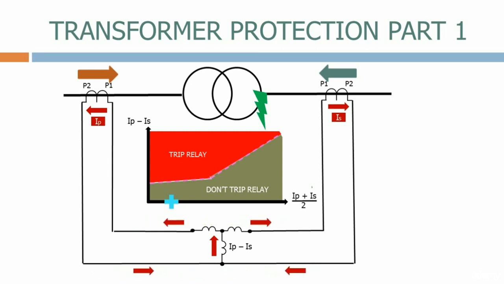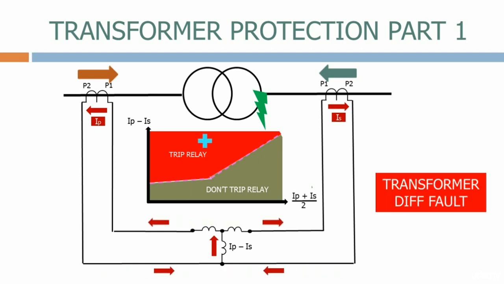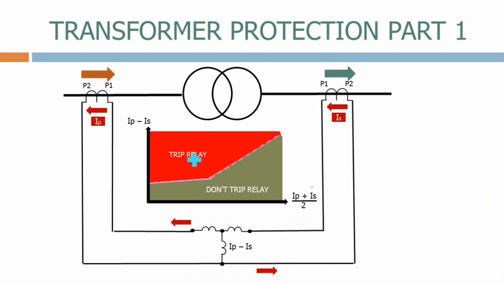As the secondary current now flows in the opposite direction to the primary current, the difference between the primary and secondary currents is now substantial. We quickly move into the trip zone. The relay operates and indicates a transformer differential fault. Let's now remove the fault and reset the relay.